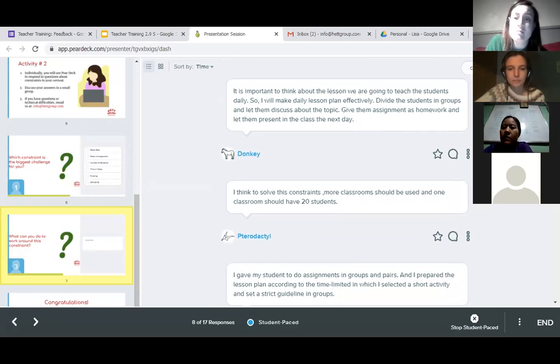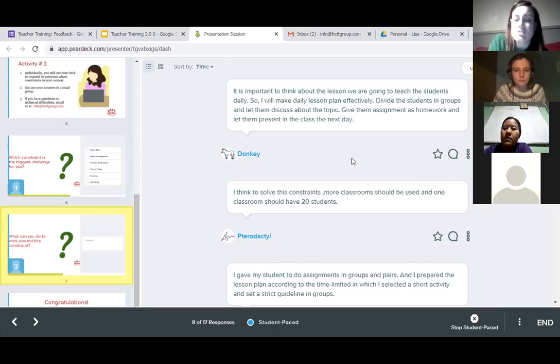It is important to think of the lesson we are going to teach the students daily. So I'll make daily lesson plans effectively, divide the students in groups, and let them discuss about the topic, give them assignment as homework, and let them present in the class the next day. So yeah, if they need to prepare, they can do that for homework and then just present the next day.